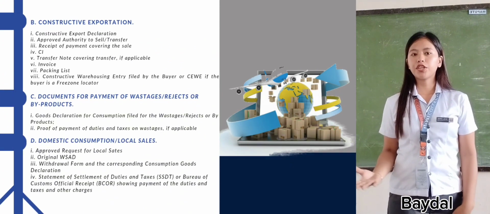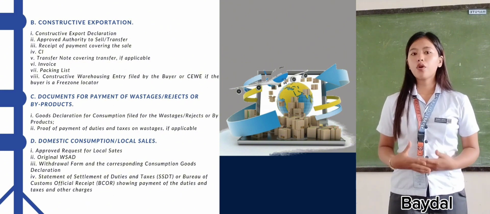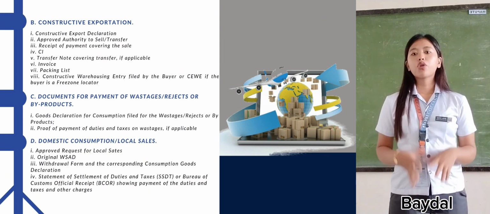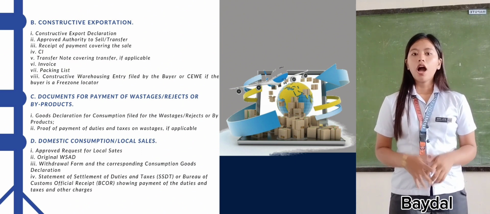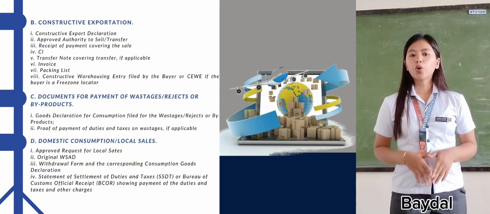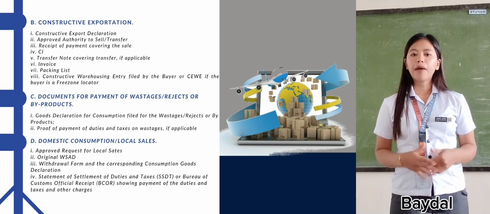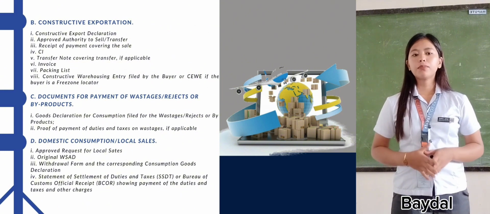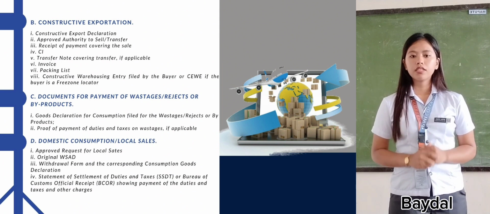For constructive exportation, it is the process of transferring goods from one part of the bonded warehouse to another or selling them within the bonded warehouse itself, with the intention of export. The required documents for constructive exportation include the constructive export declaration, approved authority to sell or transfer, receipt of payment covering the sale, CI or commercial invoice, transfer note covering transfer, the invoice and packing list, and also the constructive warehousing entry filed by the buyer, or CAWE. So if the buyer is a free zone locator, this document is required.